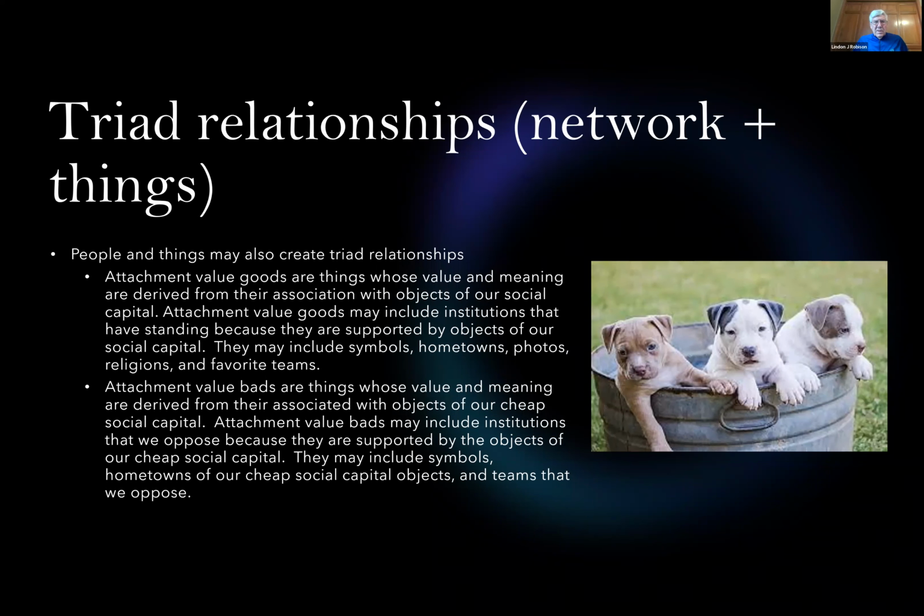their physical characteristics. So in our vocabulary, we have social capital and negative social capital that are biad or binary relationships. We have cheap social capital and positive social capital that could exist in triad relationships, and then attachment value goods and attachment value bads that are associated with the objects of our social capital and cheap social capital.